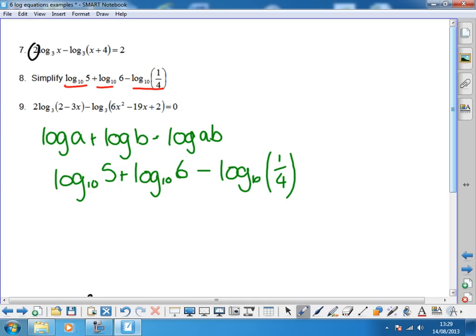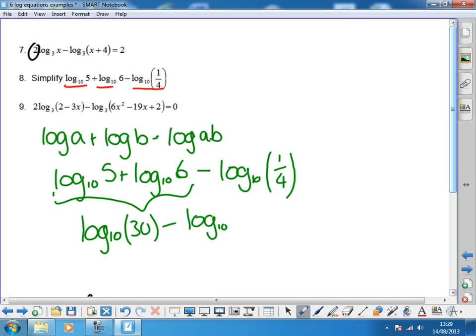So those two I could pull together. I have log base 10 of 5 times 6, which is 30, minus log base 10 of 1 over 4. Does that mean that one's already been another negative one? Not that it necessarily matters, but that actually would be log 10 to the 1 minus log 10 to the 4. Yeah, there are so many ways you can think about this.